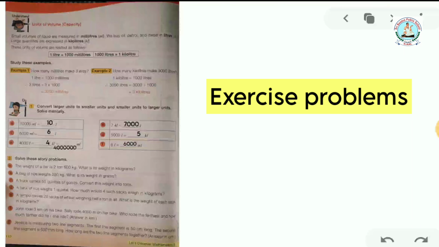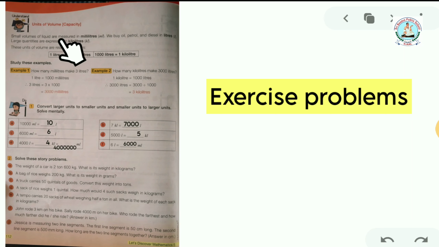Dear children, in the previous video we have seen the units of measurement, namely unit of length and unit of weight. In today's video we are going to learn the third unit of measurement, that is unit of volume. Volume can also be said as capacity. Capacity and volume both mean the same.